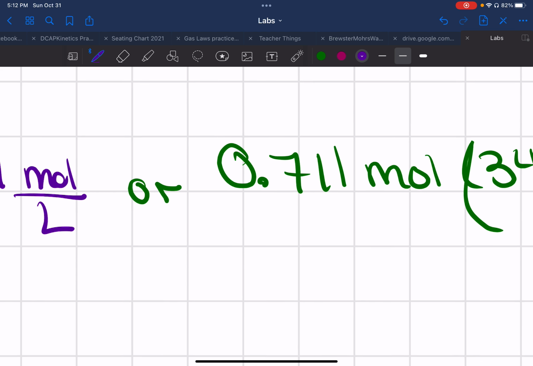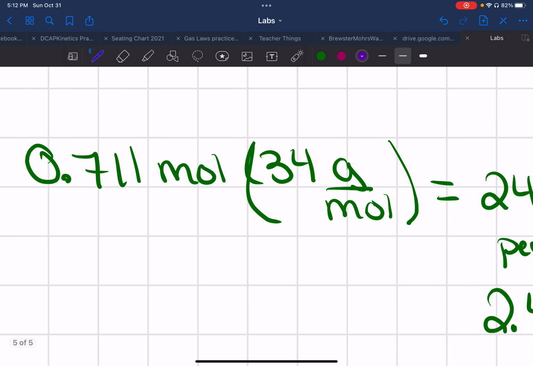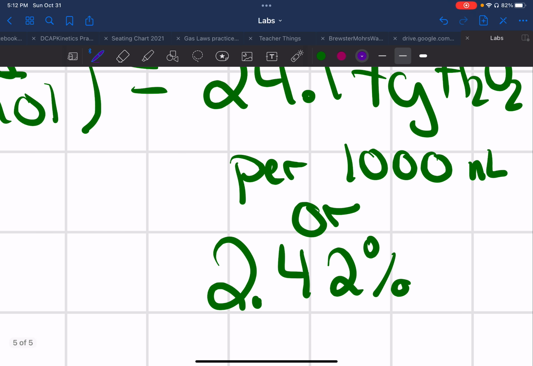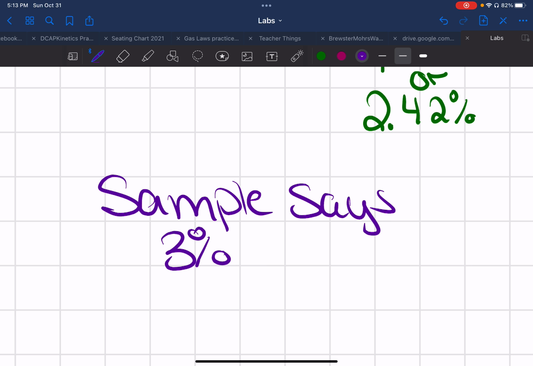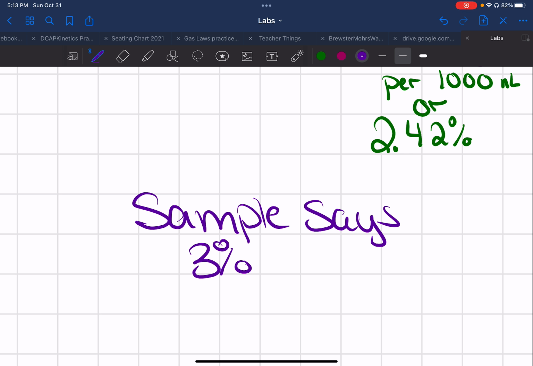What else does that mean? Well, if I look to my periodic table, I discover that H2O2 weighs 34 grams per mole, and I can take that number times 0.711, and I get 24.17 grams H2O2. Well, that's great, but that number means that that's per 1,000 milliliters. So if I do the math there, then I get 2.42%. And the bottle says 3%. So this tells me, based on what I've calculated, that this is lower than the percent that is being advertised on the bottle.